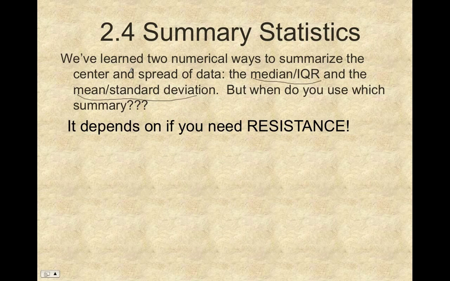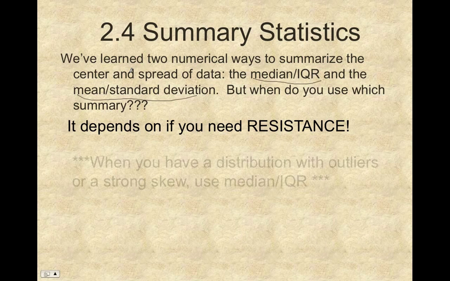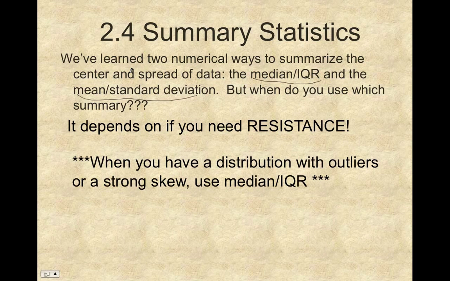It depends on if you need resistance, and I'll explain what I mean by resistance. If you have a distribution with outliers or a strong skew, it is advisable to use median and IQR. That's because median and IQR are resistant to outliers and skewness. Okay?